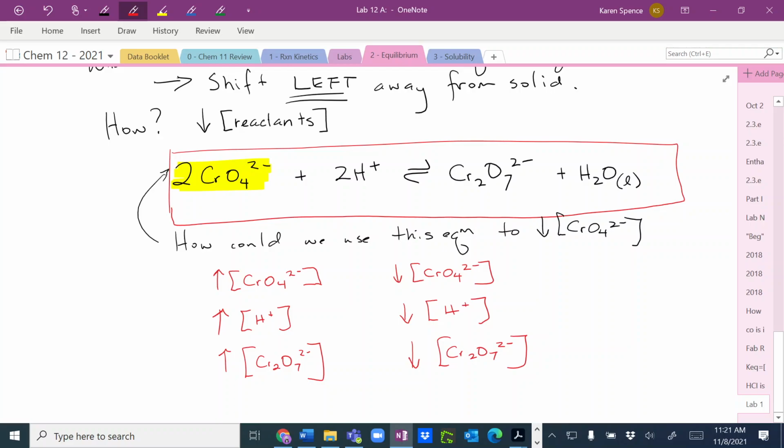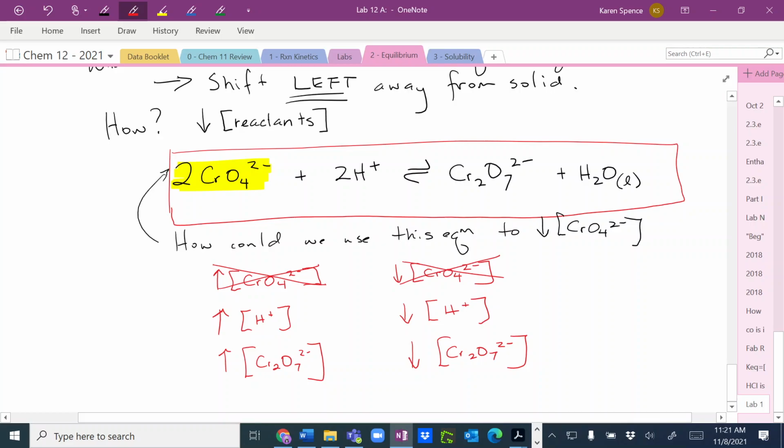Would adding chromate have the effect of decreasing the concentration of chromate? No, that would be silly. Well, and we can't really say decrease the concentration of chromate because that's what we're trying to get this equilibrium to do in the first place. So that's also not an option.